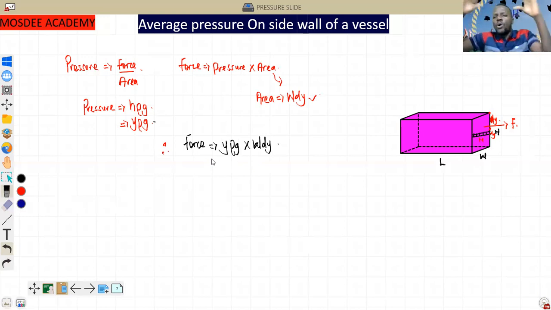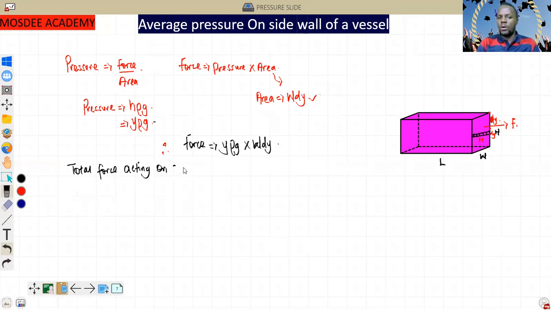So now, at the whole part there, that means I want to calculate the total force acting at the side wall. So I can now say the total force. In continuation, we can write total force, the total force acting on side wall. Because this is the only part, for me to get the total force, I will just take a part out of the whole shape. And the part I've taken is that one I have drawn with that black.